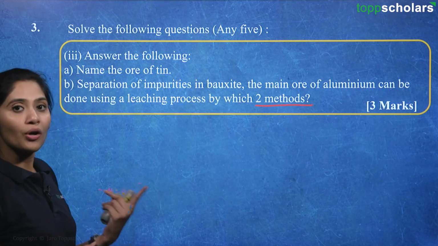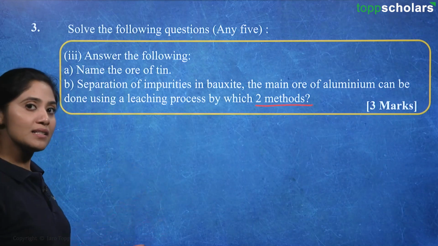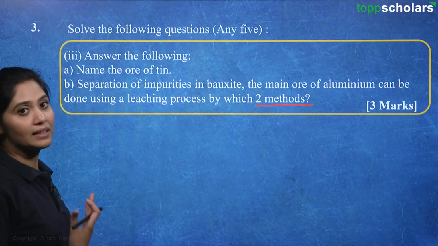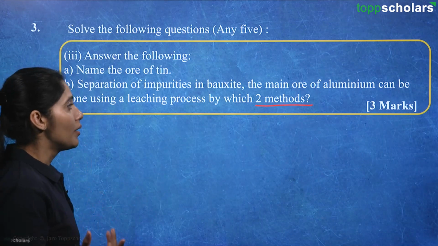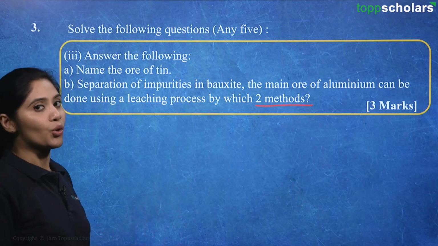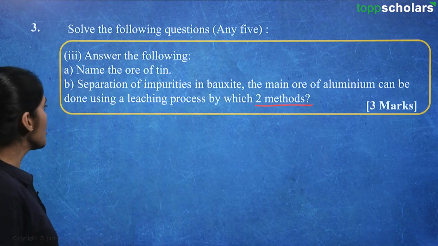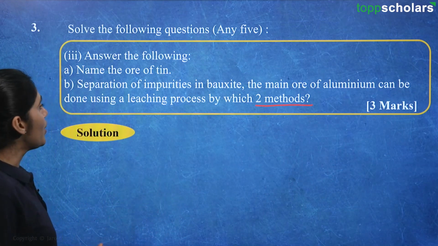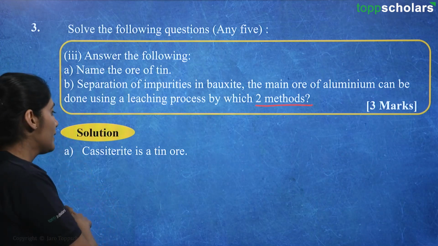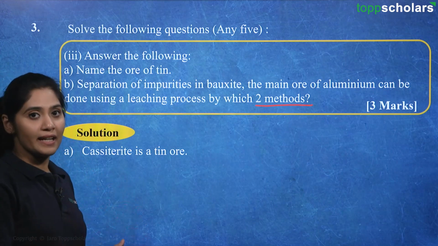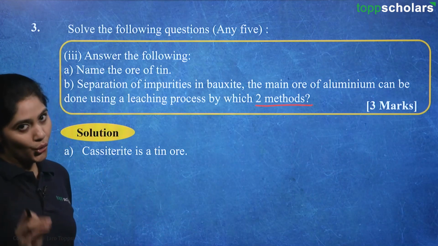First is the ore of tin, and then the 2 methods by which we are separating the impurities of bauxite, which is the main ore of aluminium. So let's see the solution. What is the name of the ore of tin? Cassiterite, right? Cassiterite is a tin ore.